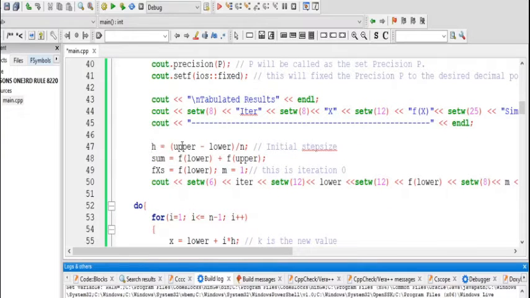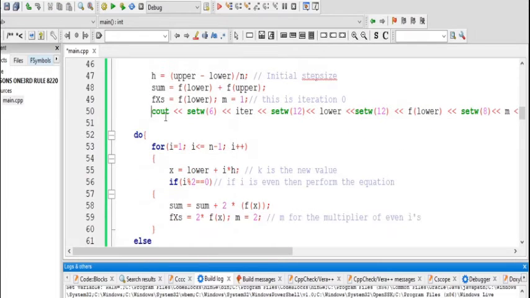We will set h equal to upper minus lower divided by n, that is the step size. The sum is equal to f of the lower plus f of the upper. This is the summation of the lower limit and the upper limit. And then f of x, we will set it as f function of lower. Then the multiplier is m, which will be printed here. We will print all the values: the lower, function of the lower limit, the multiplier, and the function of x.